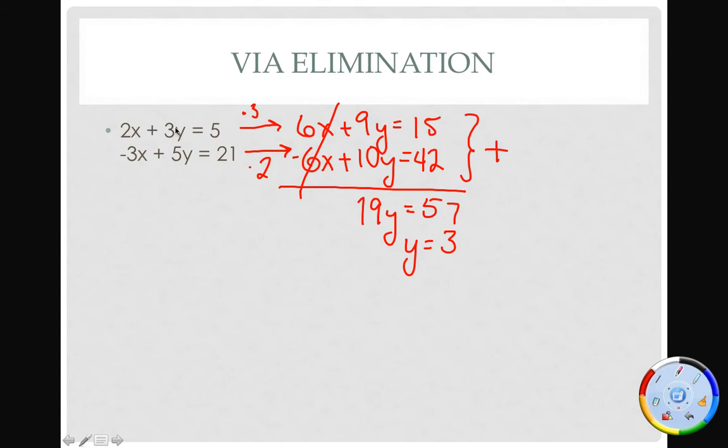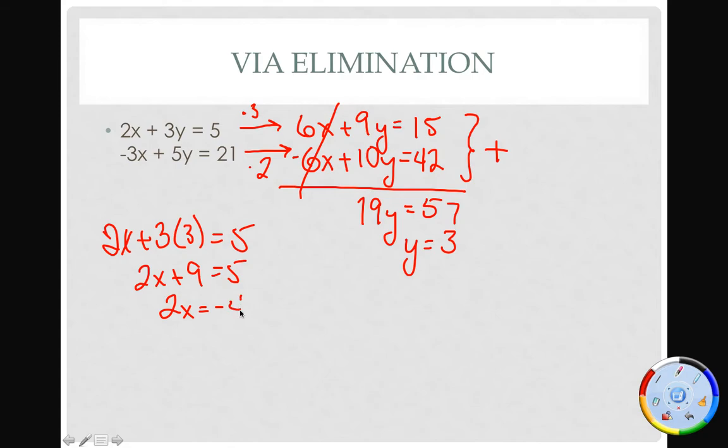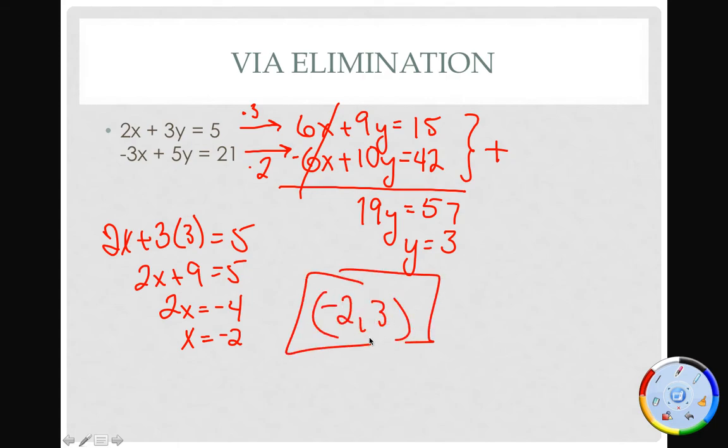So I go back to my simpler equations. I don't need to use the bigger ones here. I say, okay, well, 2 times x plus 3 times 3 is 5. 2x plus 9 is 5. 2x is -4. x is -2. So the solution to this particular question is -2, 3. Make sure you put them in the right order. I solved for y first, so that comes second in my coordinate, and x comes first in the coordinate.